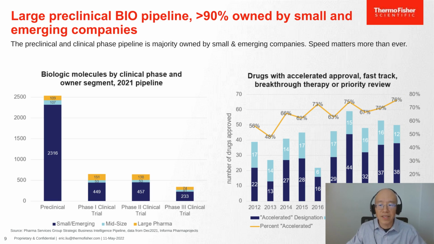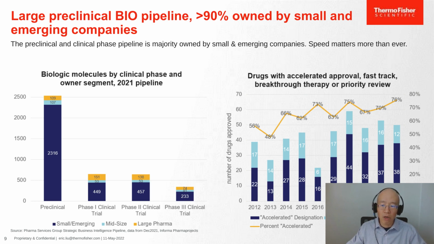Another takeaway from the analysis is the ownership of the preclinical and clinical pipeline is significantly owned by small and emerging biopharma companies, as shown in the chart on the left. Small and emerging biopharmas own 90% of the preclinical biologic molecules, some 2,300 plus compounds, and approximately 70% of the biologics in the clinical trials phases, which again includes significant representation by monoclonal antibodies. These small and emerging companies lack the capital, advanced development capabilities, and the manufacturing expertise, and thus frequently partner with CDMOs like Thermo Fisher Scientific to develop and commercialize their molecules.